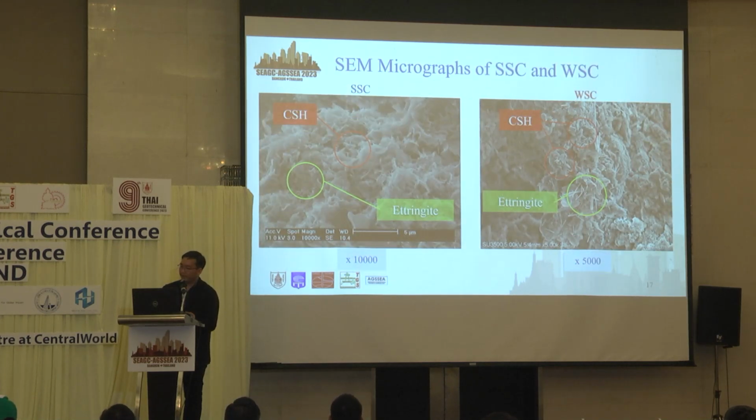Now let's see the internal structure of the soil cement. The left picture is SSC at 10,000 magnification, and the right picture is WSC at 5,000 magnification. The reaction products observed at 7 days of curing time include CSH gel that appears as a breadcrumb shape and rod shape for ettringite. The incorporation of these reaction products in the soil contributes to an increase of the soil's density, in agreement with the XRD results, as well as an increase in soil strength.